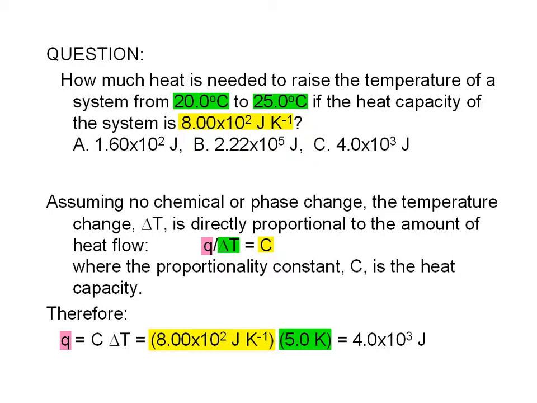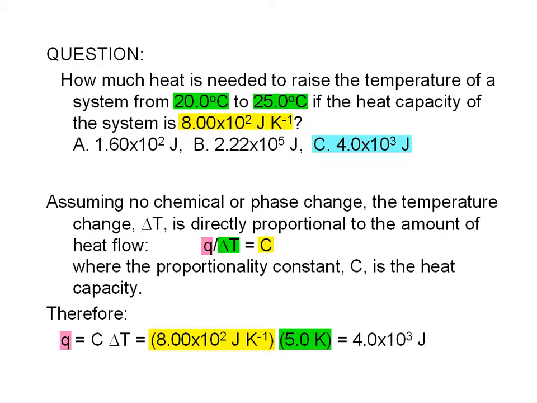Carrying out the indicated calculation gives us a value of 4 times 10 cubed joules for Q. Note that we only keep 2 significant digits in the answer, because our less precise factor has only 2 significant digits. Therefore, the correct answer is C.